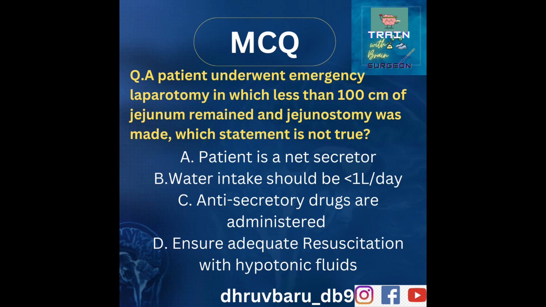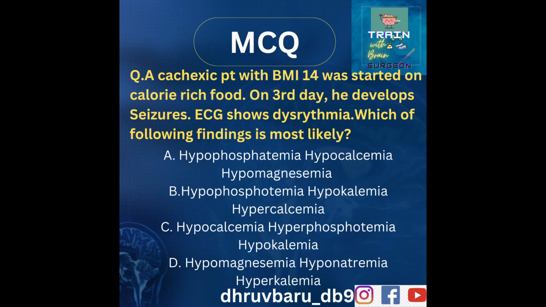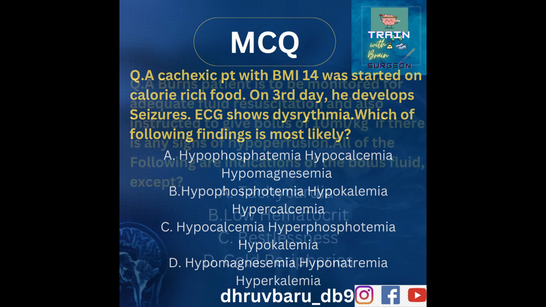Patient underwent emergency laparotomy in which less than 100 cm of jejunum remained and the jejunostomy was made, which is not true? And the answer is ensure adequate resuscitation with hypotonic fluids. That is an incorrect statement. A cachexic patient with the BMI of 14 started on calorie-rich diet. On third day, he developed seizures. This is a case of refeeding syndrome, and the answer is A, PCM, hypophosphatemia, hypocalcemia, and hypomagnesemia.